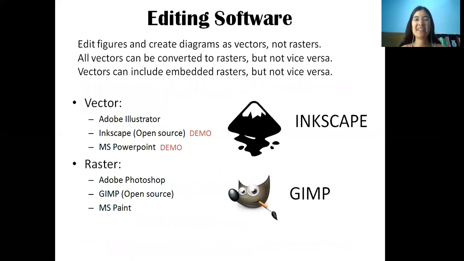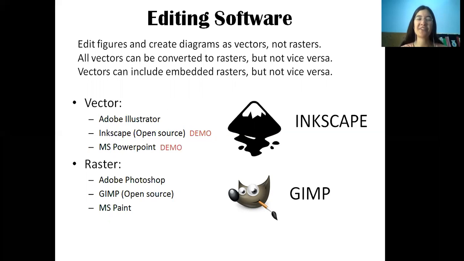So when it comes to editing the figures that you've exported, or you want to create diagrams, you should always try and create these as vectors and not rasters. The reason being that you can always convert a vector to a raster, but not always vice versa. So if you need both formats, it's much easier to have it originally in vector and then export it. Also, vectors conveniently can include embedded rasters, but not vice versa. So that's another thing to think about.